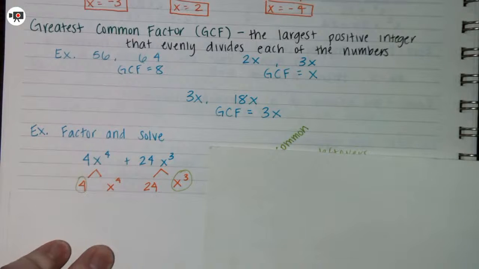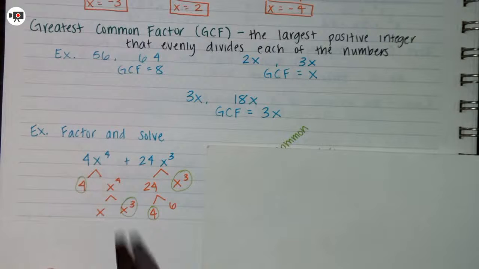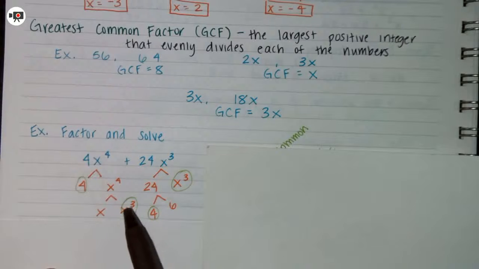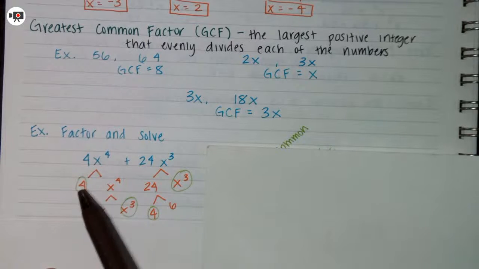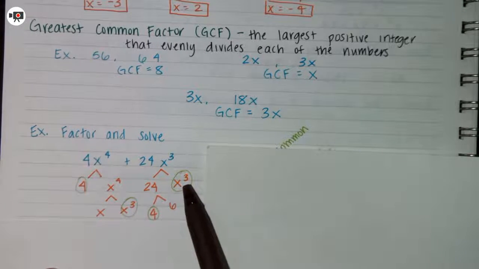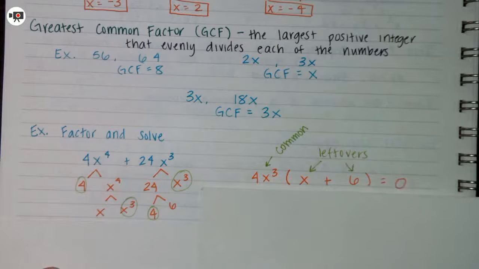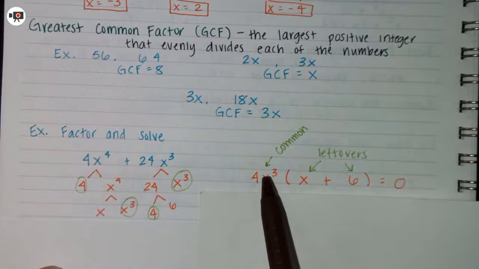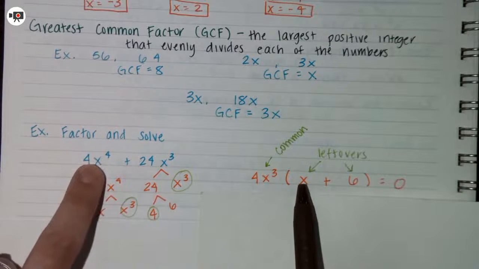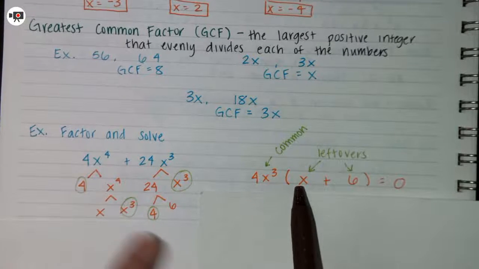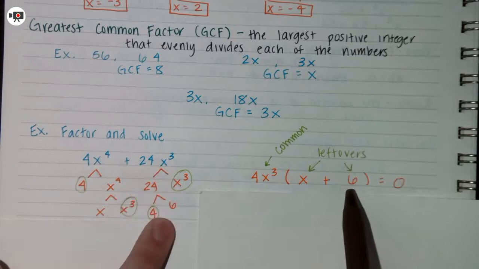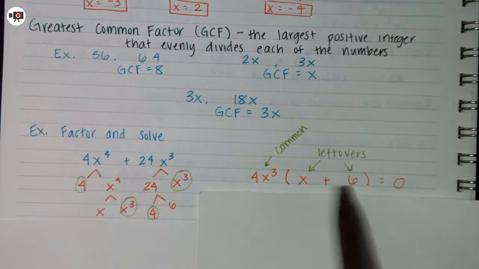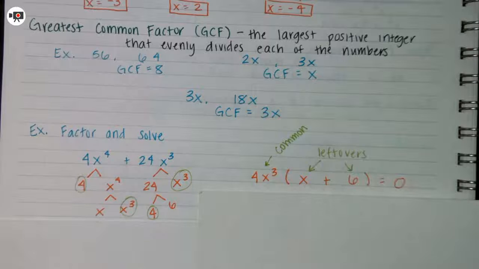Now I don't have anything in common yet, so I'm going to split them apart again. I'm going to split this x to the 4th into x times x to the 3rd. And then 24 can be 4 times 6. Now I have a coefficient in common and a variable term in common. So I'm going to take what they have in common and put it on the outside of the parentheses, and then all leftovers from 4x to the 4th go in its spot. Leftover was x. Leftover from 24x to the 3rd was 6. Because what they had in common went on the outside.